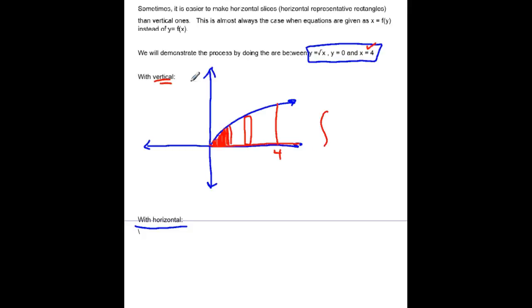We said that you integrate from left to right, x to x, top function, which is the square root of x. What's the bottom function in this scenario? 0, which is really what we did in chapter 4, is we integrated from the curve to the x-axis. So it really is minus 0.